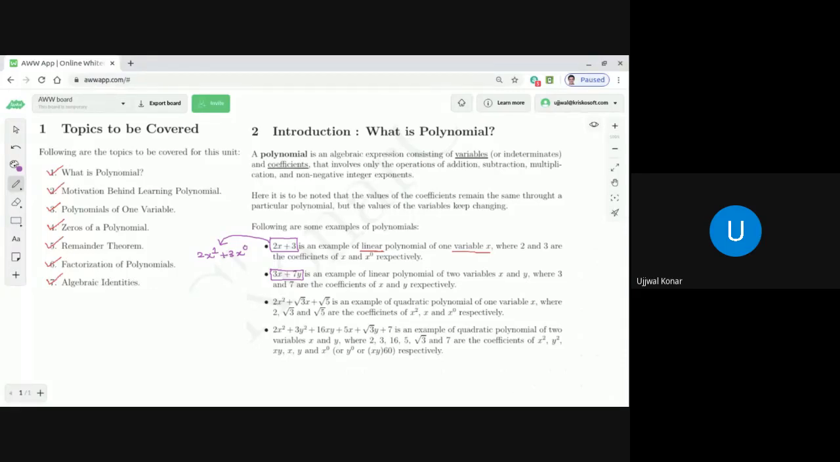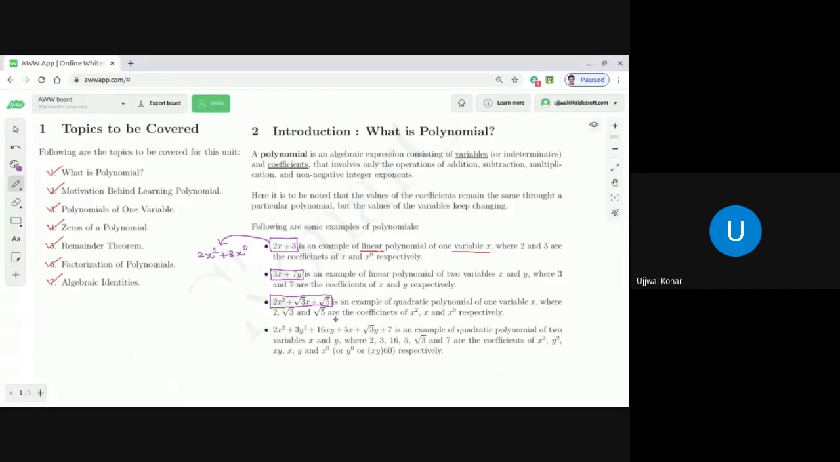And it may not be a linear polynomial, it could be a quadratic polynomial or a cubic polynomial, but it will be of one variable. Let us first see what a quadratic polynomial of one variable x is. If you see 2x square plus root 3 into x plus root 5, this is a quadratic polynomial of one variable x. Why quadratic? Because the maximum power of x is 2 here. That is why it is a quadratic polynomial.